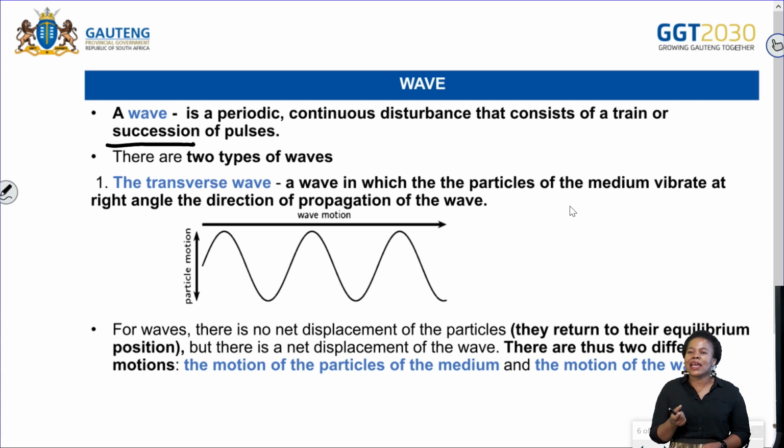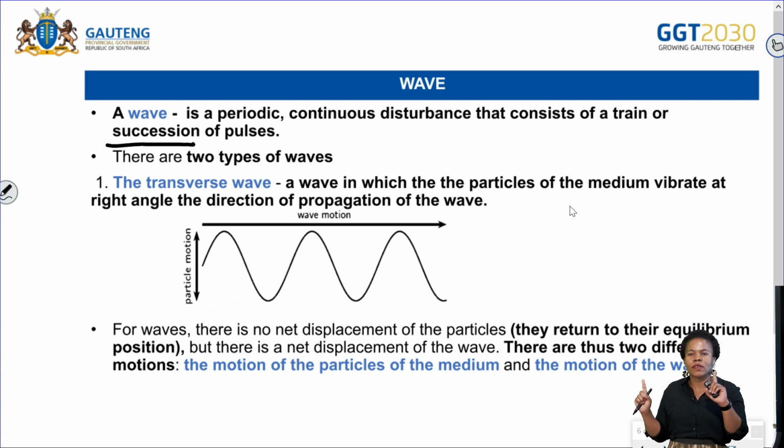Okay, just like with pulses, you've got two types of waves. You've got your transverse wave and also your longitudinal wave. First, let's explore your transverse wave. A transverse wave has the particles of the medium vibrating at right angle to the direction of the propagation of the wave. So you'll see that these definitions are the same. Your definition of a transverse pulse and your definition of a transverse wave are the same. But now, what is the difference between the two?